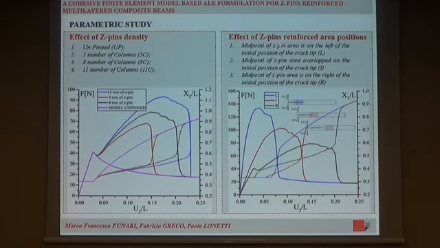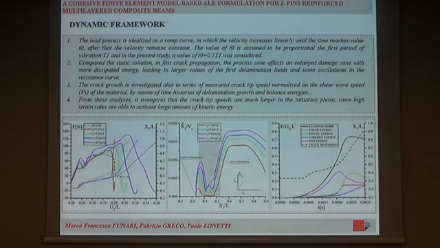In the first, the midpoint of the Z-pin area is on the left of the initial crack tip. In the second, the midpoint of the Z-pin area overlaps the initial position of the crack tip, and in the third configuration, the midpoint of the Z-pin area is on the right of the initial position of the crack tip. As you can see, the initial stiffness of the curve depends on the initial position of the Z-pins.